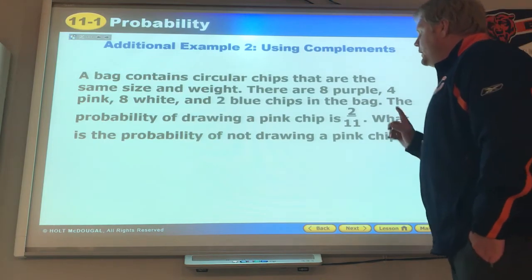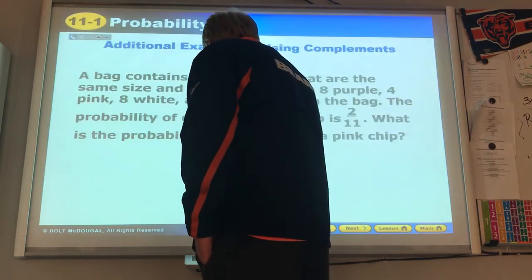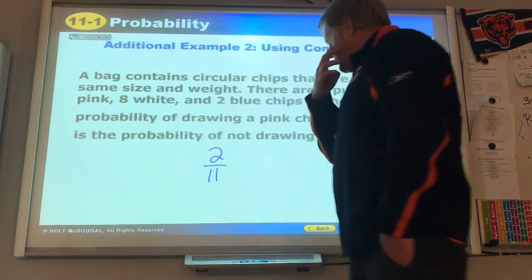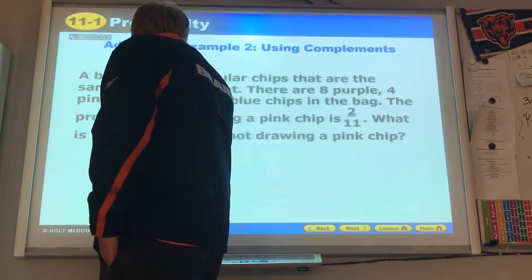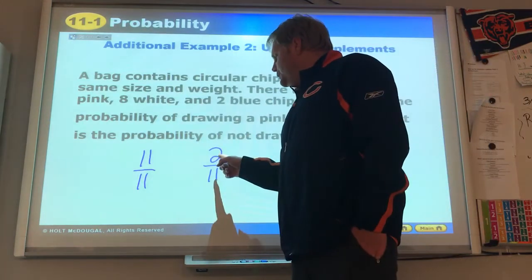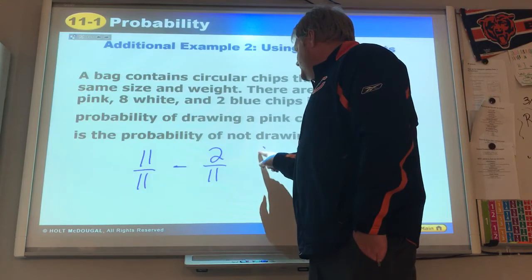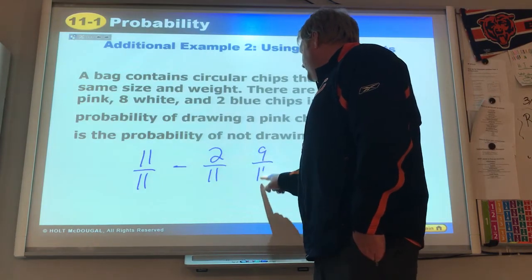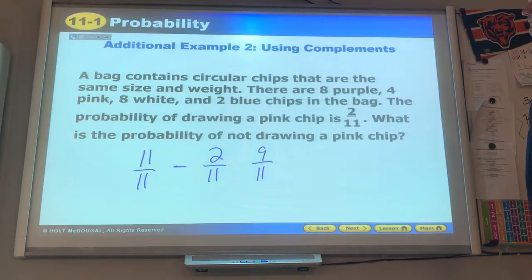Well, the probability of drawing a pink chip is 2 out of 11. I know that a fancy way to write 1 is 11 out of 11. So if I can have 2 of those ways be a pink chip, the rest of the ways, 9 out of 11, will not be a pink chip.